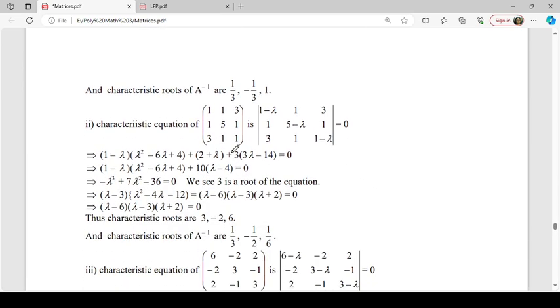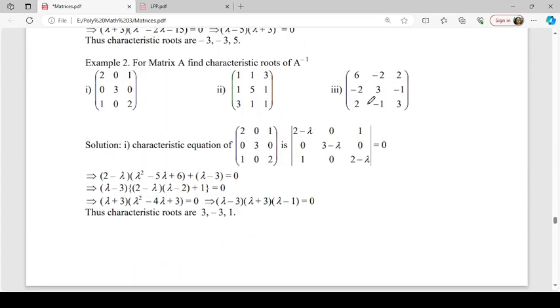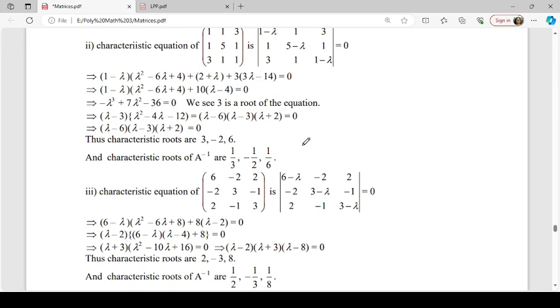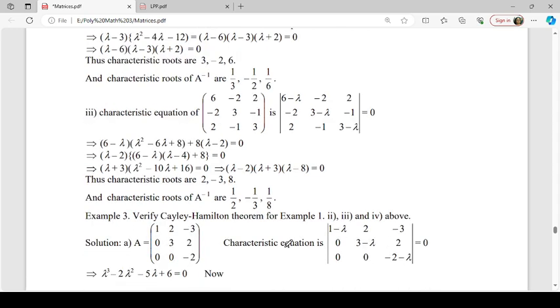Then the characteristic equation of this is this. So we just find the characteristic root of A and then take the reciprocal. This is the way to find this one. So this is another example. Now this one is: verify Cayley-Hamilton's theorem.